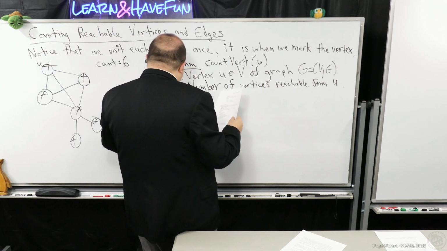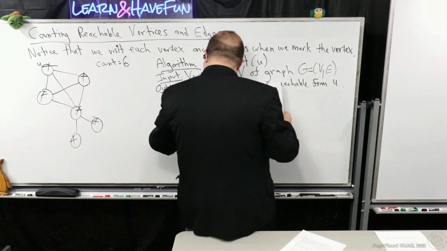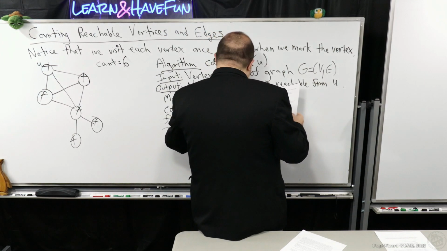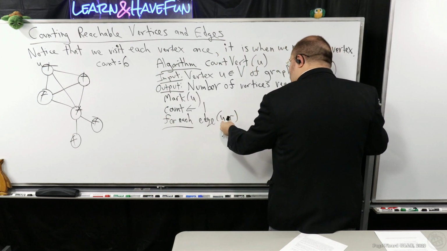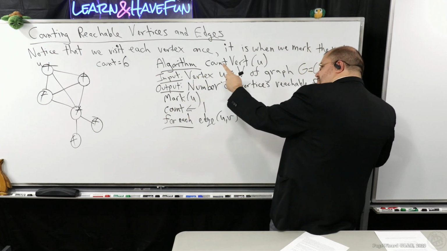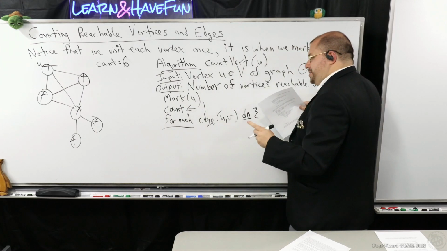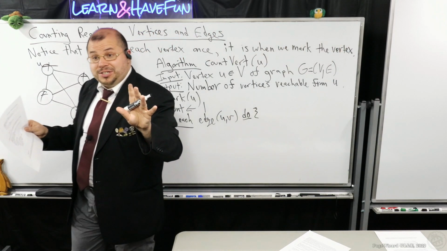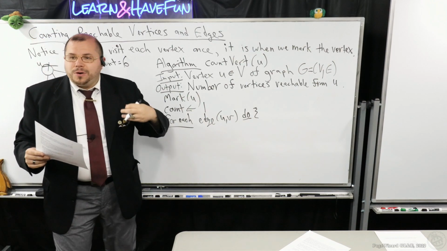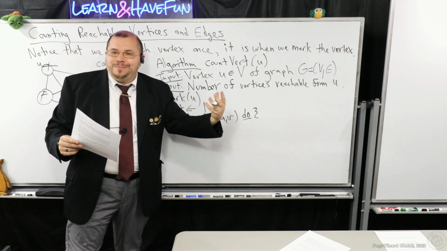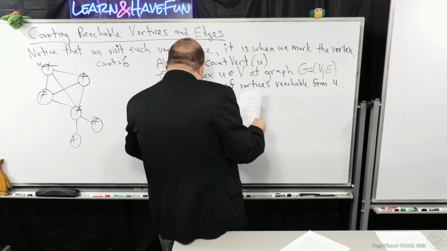So for each one of the incident edges, I'm going to consider every one of my incident edges. So I have you, and I'm going to consider every one of my neighbors, okay? We're going to do exactly what I just described a moment ago. You check the neighbors, and we only want to count them if they're not marked, right? So that's all we have to do.